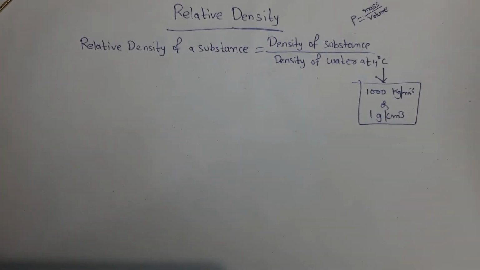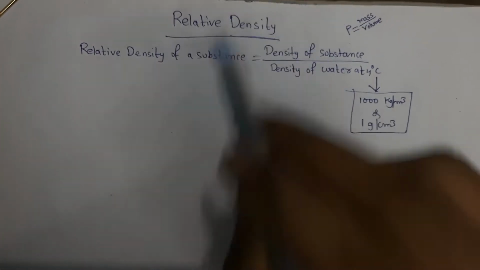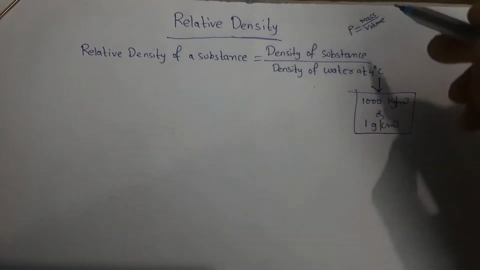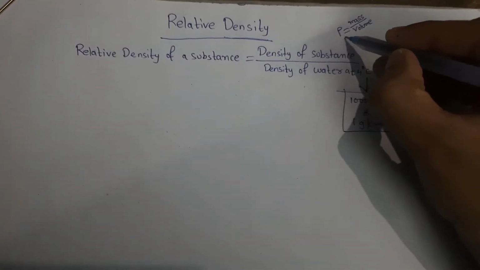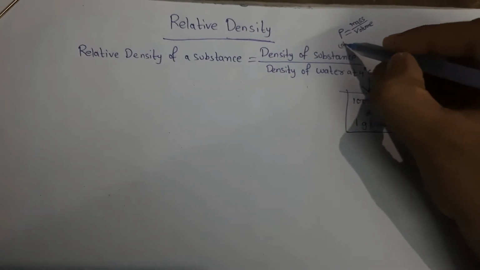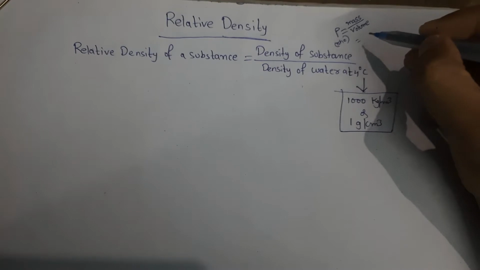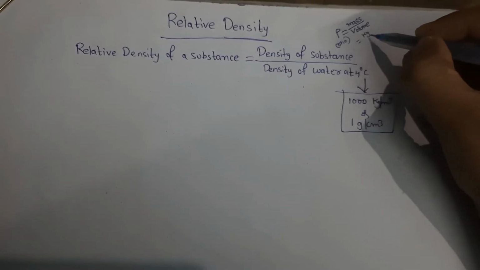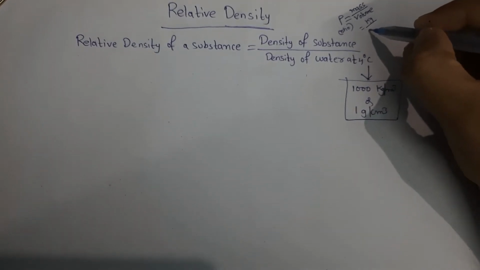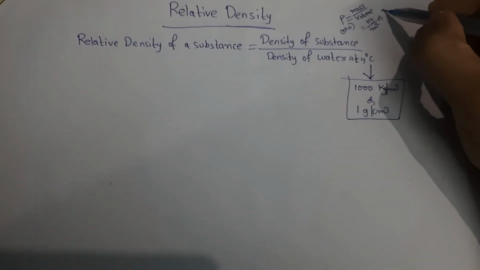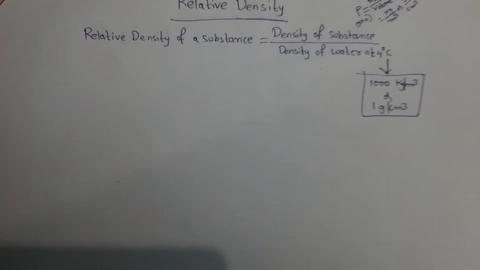Today we are going to learn about relative density. In previous classes, we learned what density is. Density is mass per unit volume, and density is denoted by the symbol rho. What are its units? SI units: for mass, it is kg, and for volume, it's meter cube. In CGS, it is gram per centimeter cube.